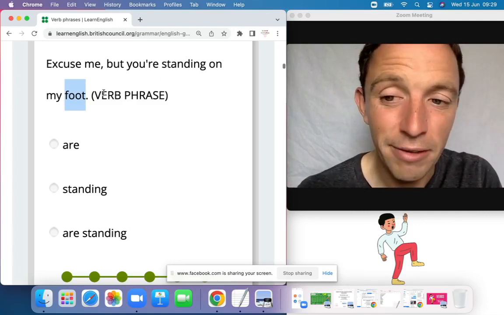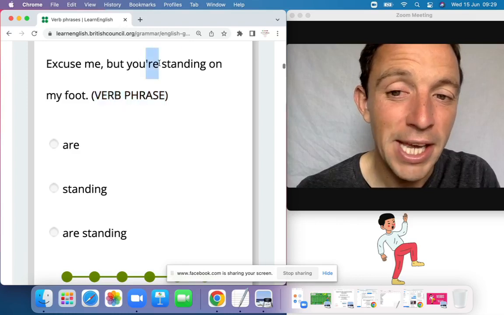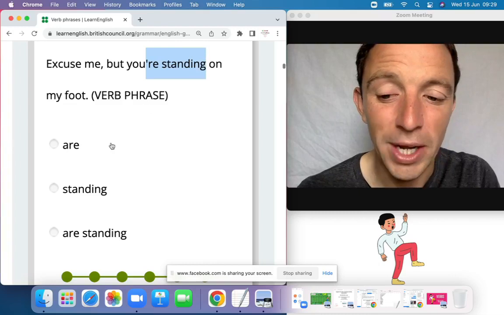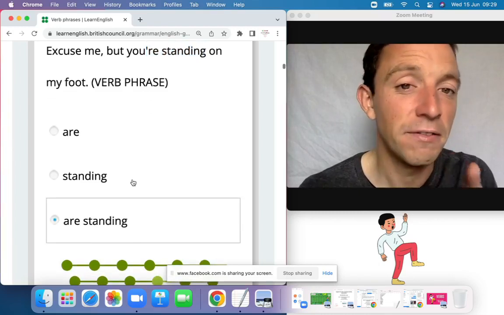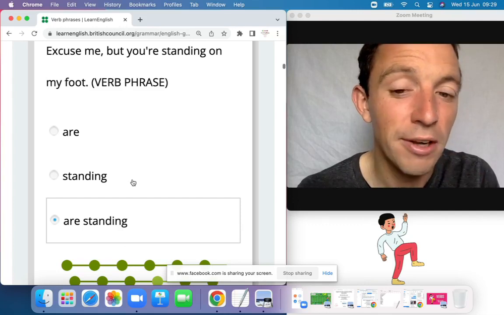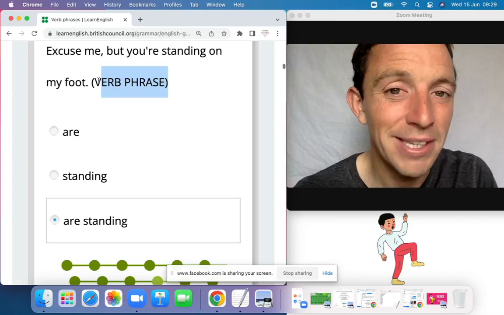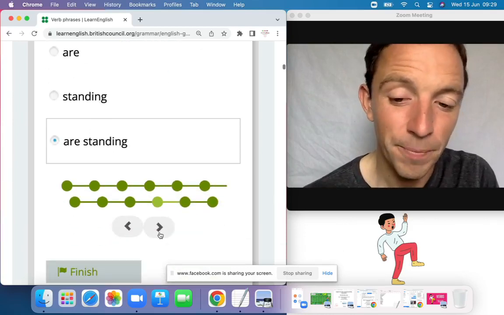So we are looking for the verb phrase. Remember, the verbs are to be and to stand. This is considered the present continuous. So I think the phrase is are standing. The full combination of the 2 verbs, I think, is the verb phrase, in my opinion. I hope you have a similar idea, or maybe you have a different opinion. 2 more questions.